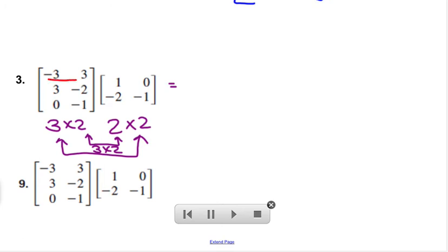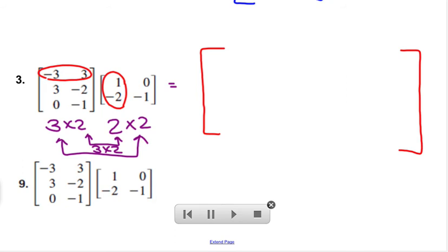All right, so to find the first element, we're going to take these two and multiply them together. So let's check and see how we did. So first row, first column, -3, +1. -3 times +1 plus 3 times -2. We get -3 plus -6 is -9. I'm just going to erase that now. I get -9.